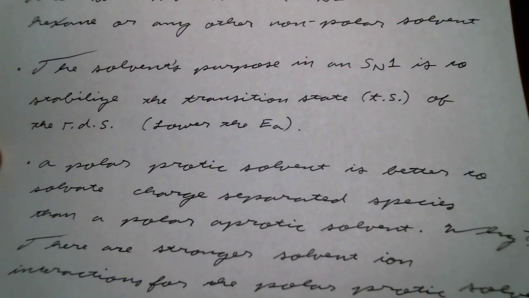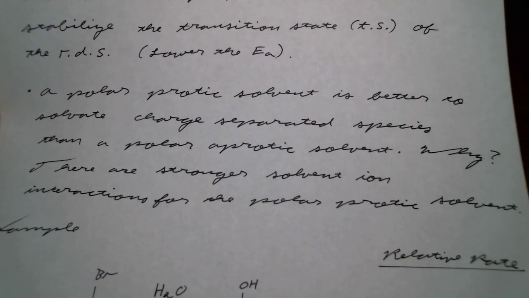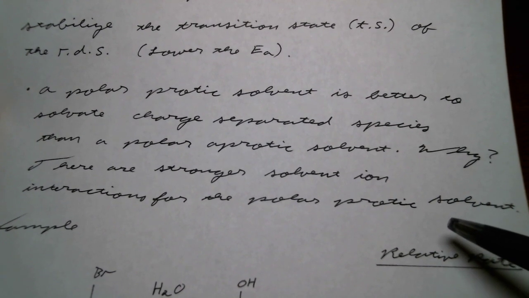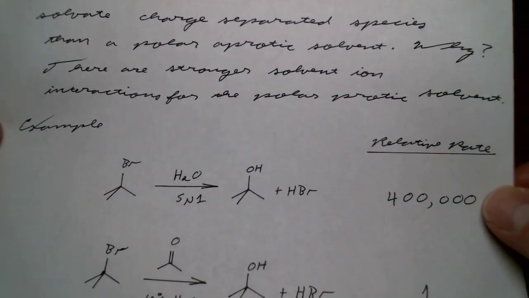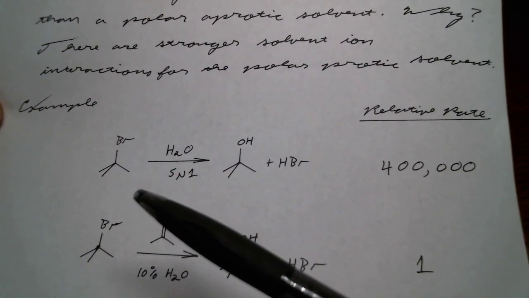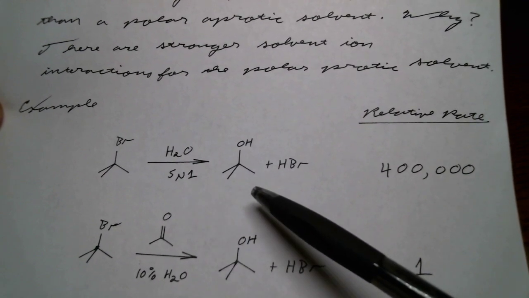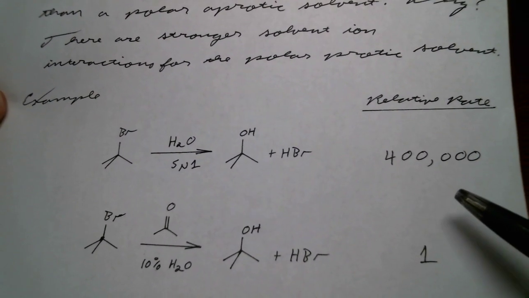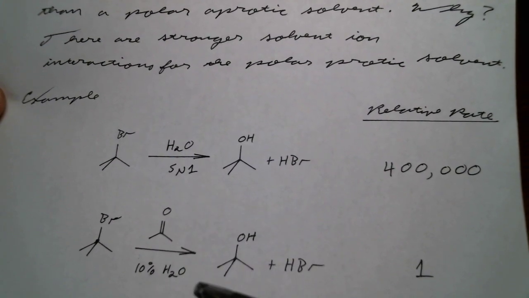Why? Well, there are stronger solvent-ion interactions for the polar protic solvent than there are for a polar aprotic solvent. So for example, let's say we have our tert-butyl bromide and we're in water. We're doing an SN1 to get to our tert-butyl alcohol and HBr. Our relative rate is 400,000 times faster than when we are doing the same reaction in acetone with 10% water.